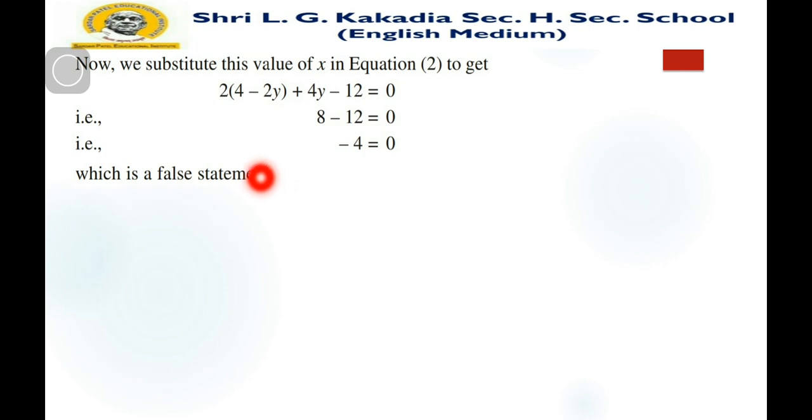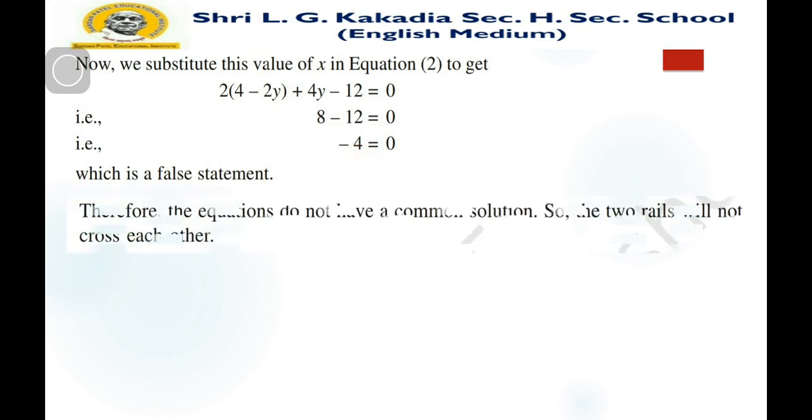Why does this happen? In the previous example we found 18 is equal to 18, which is possible, but we cannot find the value of y and x, because there are infinitely many solutions of those two linear equations. But here you can see that minus 4 is equal to 0, which is not possible. Therefore the equations do not have a common solution, so the two rails will not cross each other. Means both lines are parallel to each other and it has no solution, so we can say that it is an inconsistent pair of linear equations.